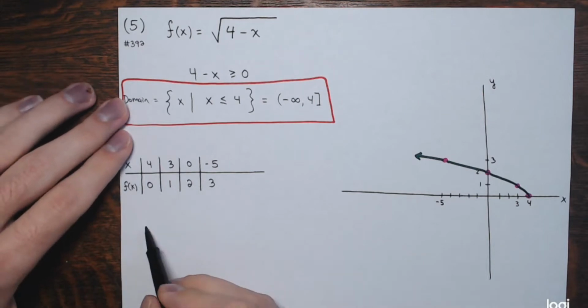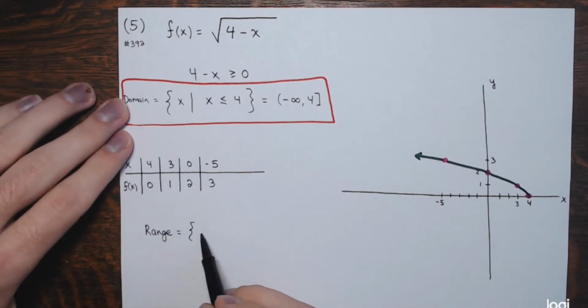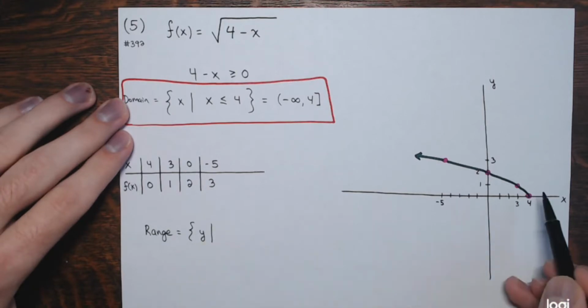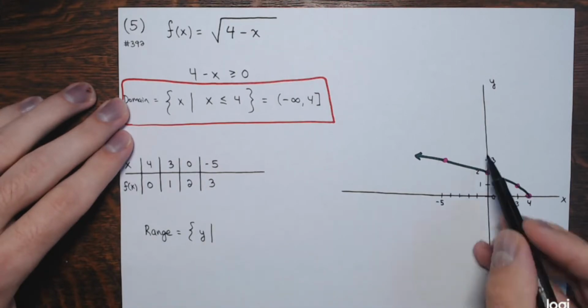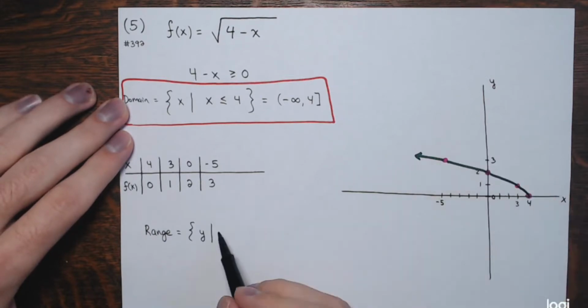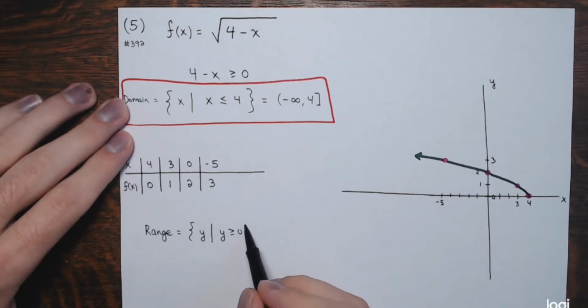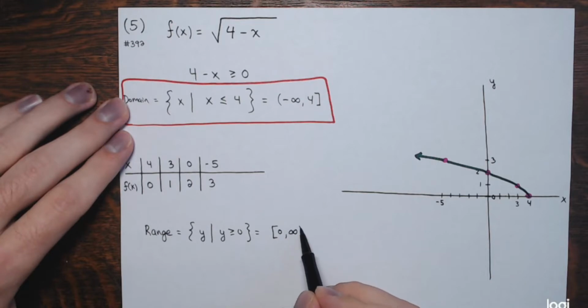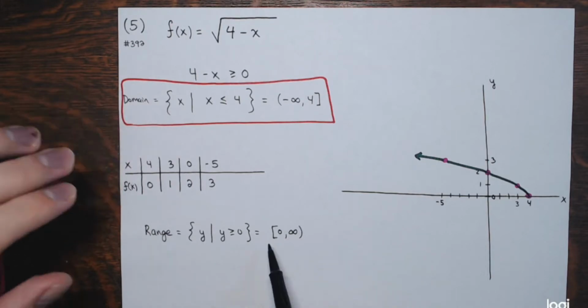And then once the graph is in, we can easily state the range. So again, range is y values. And once again, if you look at the y-axis, this graph starts at y equals 0 and goes up. So y is greater than or equal to 0 again, or from 0 upward, from 0 to infinity in interval notation with the bracket on 0.